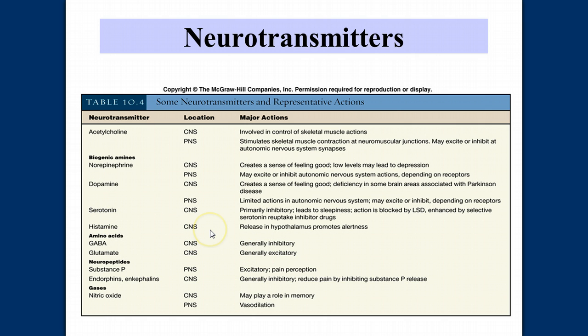And then there are some unmodified amino acids: glutamate, aspartate, GABA (gamma-aminobutyric acid), and glycine. Some are inhibitory and some are excitatory.